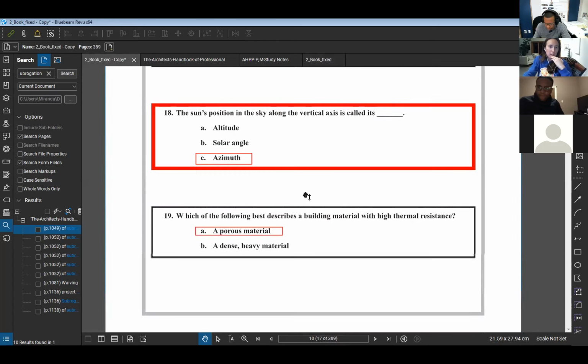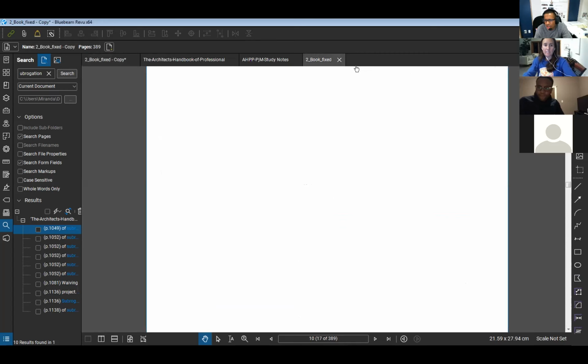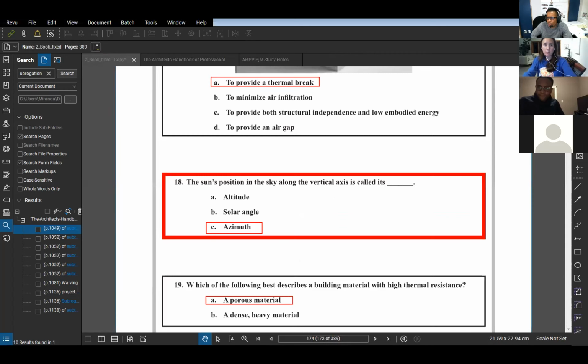That's fine. And then the last one I got wrong is the sun's position in the sky along the vertical axis is called its... So the sun's position in the sky along the vertical axis is either the solar angle or altitude. But azimuth, it's in plan, by the way. Azimuth is where it is horizontally in plan. So solar angle is like whether it's summer or whether it's winter.